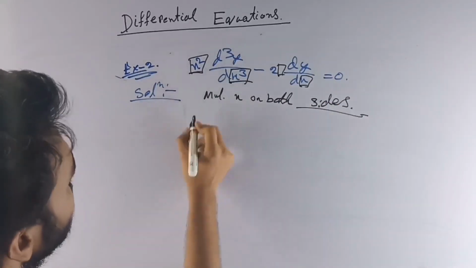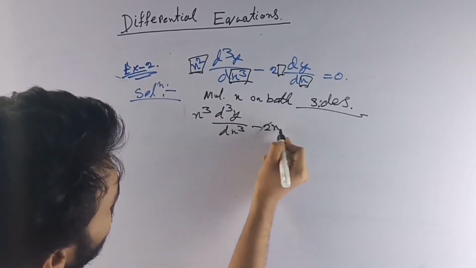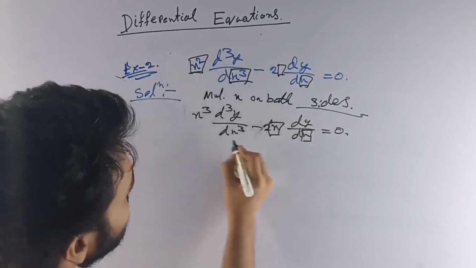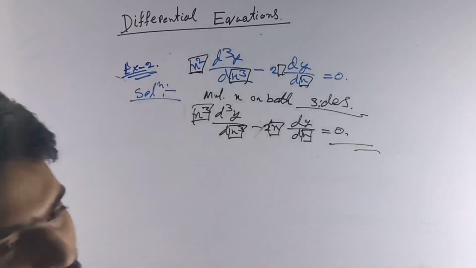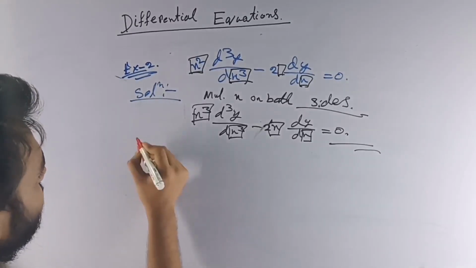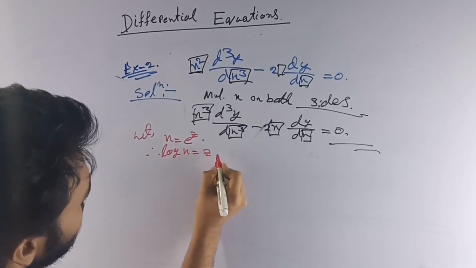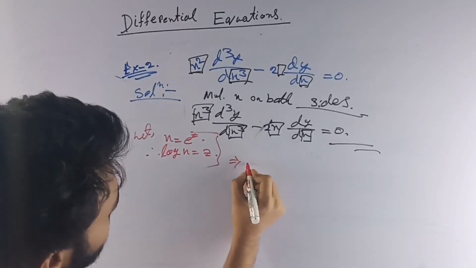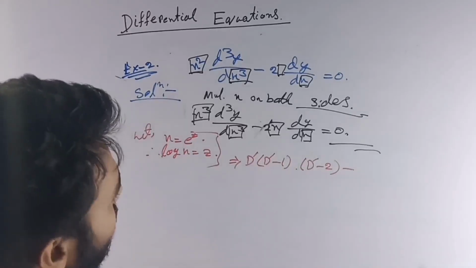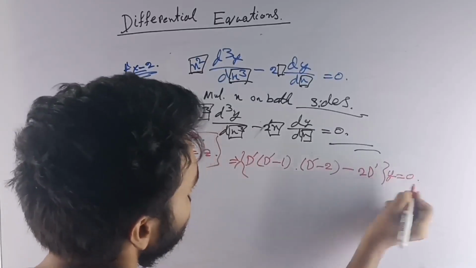Now first of all multiply both sides by x, so it becomes x cube times d to the power 3y by dx3 minus 2x dy by dx equals 0, and here x and x cube. So therefore it becomes the perfect homogeneous linear equation. It's also linear, but it's also a homogeneous linear equation. That's it. Now let x equal e to the power z, that means log x equals z. So therefore D naught times D naught minus 1 times D naught minus 2 minus 2 D naught, y equals 0.